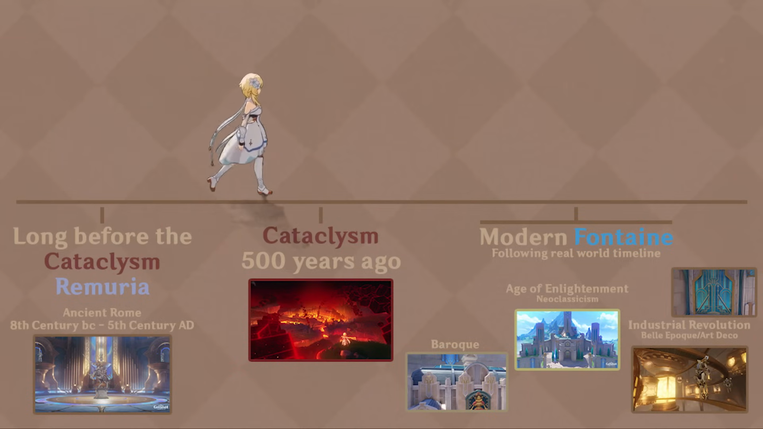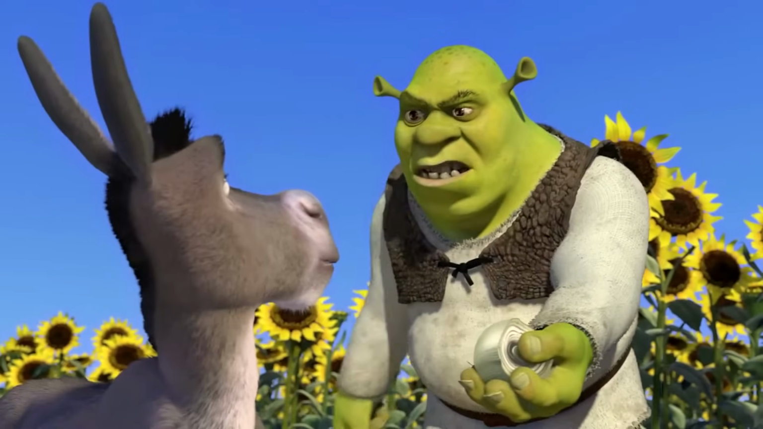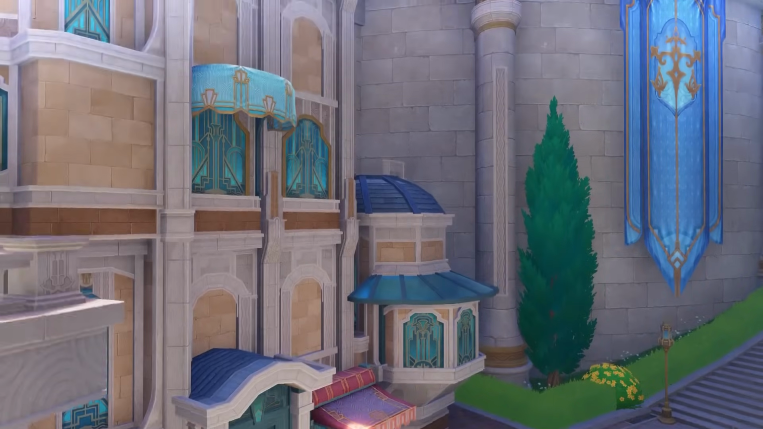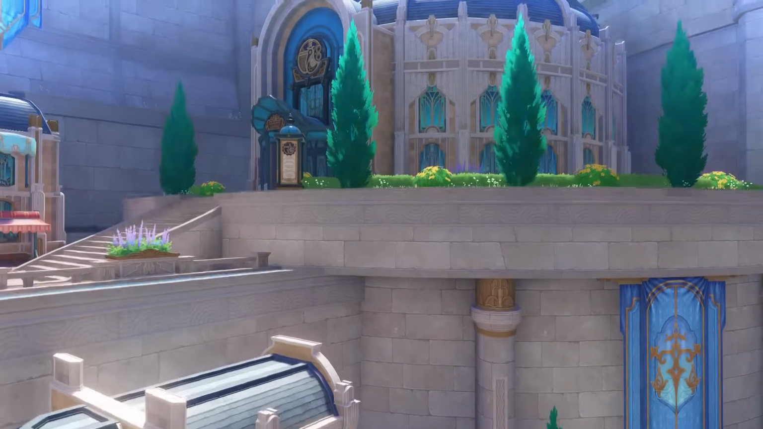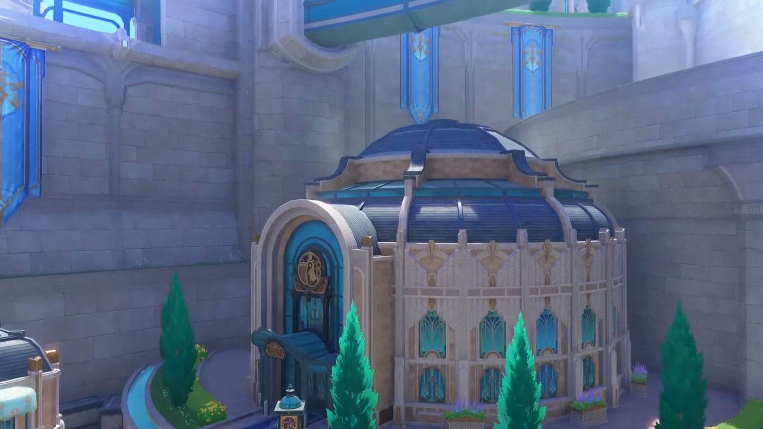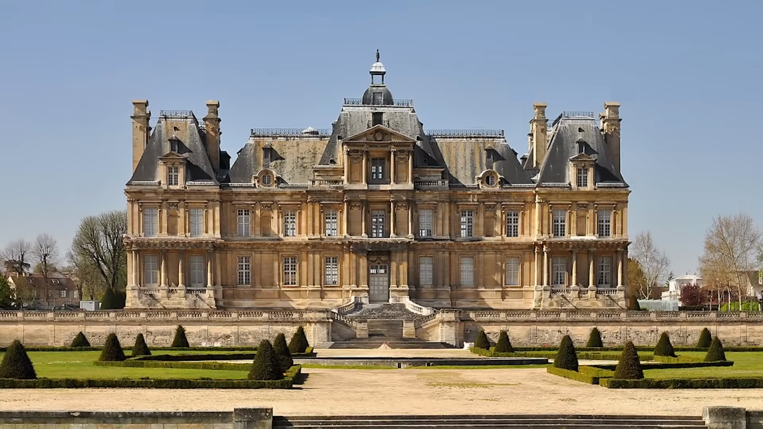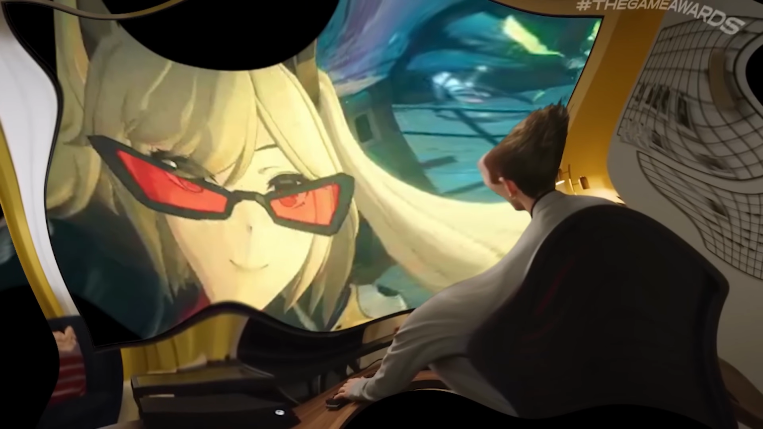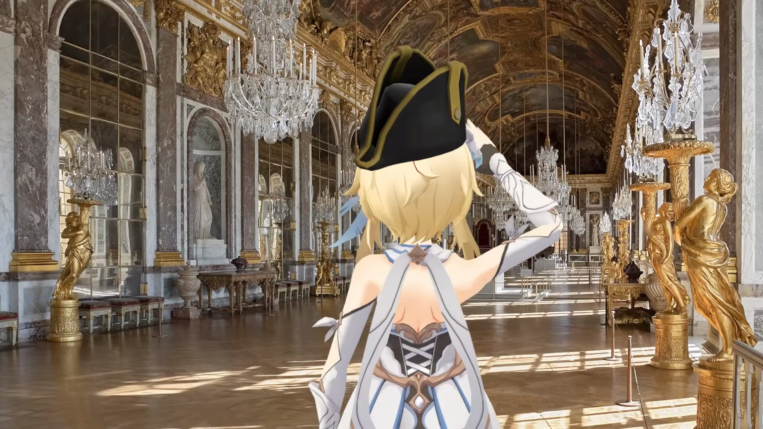The Court of Fontaine combines elements of different cultural movements and architecture. There's layers to it in both a historical sense and a physical one, since the city is just very layered. The city's architectural evolution mostly lines up with our real world history, and it all started more or less back in the early 1700s with Baroque.